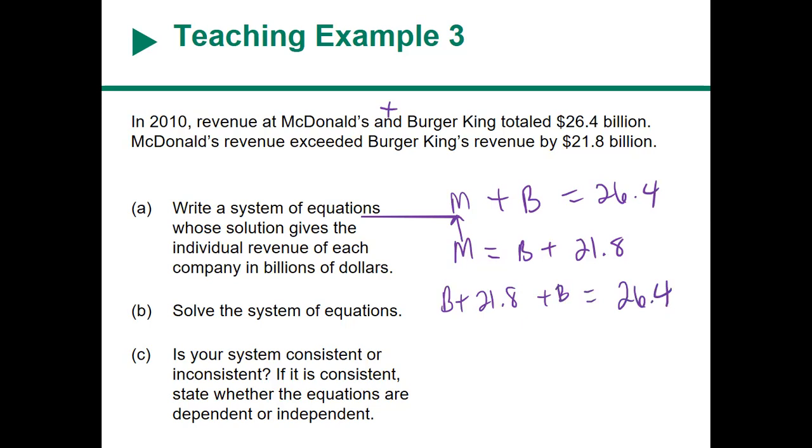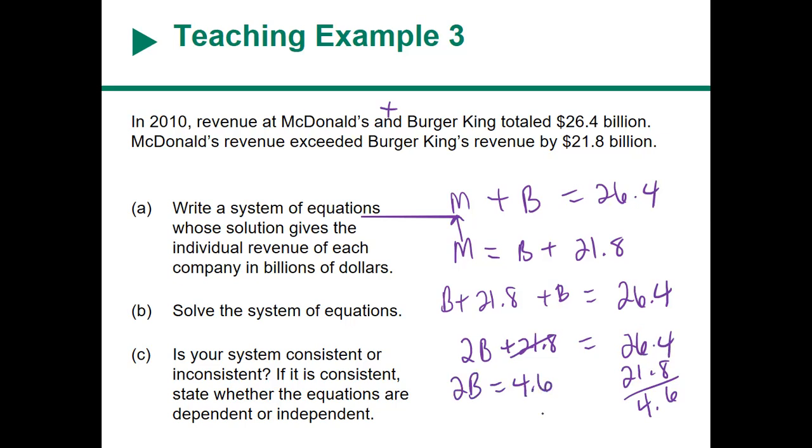Now this just becomes an Algebra 1 problem. I have to simplify and isolate. So I combine: B and B make 2B, plus 21.8 equals 26.4. Then I need to subtract 21.8, and that gives us 4.6. So we're left with 2B equals 4.6.